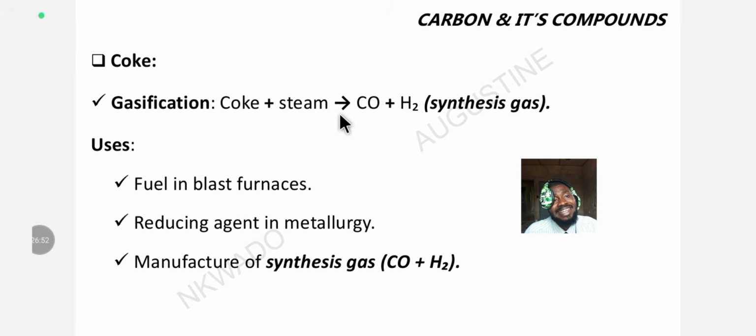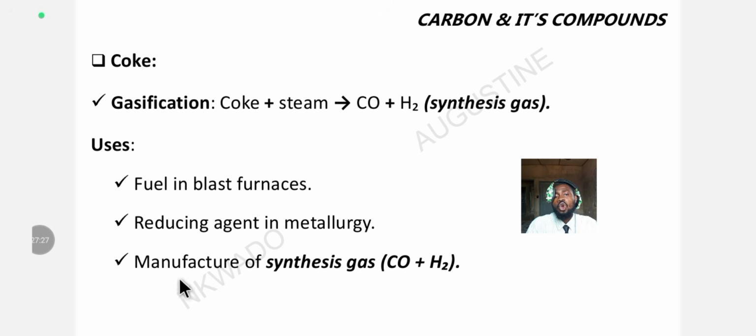Synthetic gas contains what? You already know now: carbon 2 oxide and hydrogen. Know all these things, because Jamb can ask them. So what are the uses of coke? Coke is used as fuel in blast furnace. You know what blast furnace is used for? To roast ores. So coke is also used as a reducing agent in metallurgy.